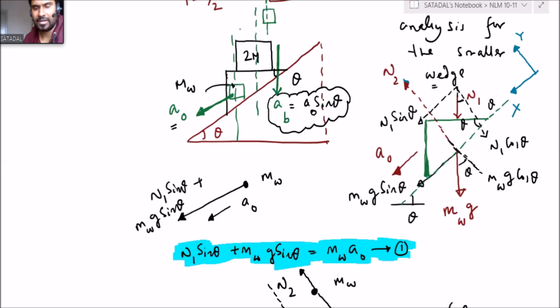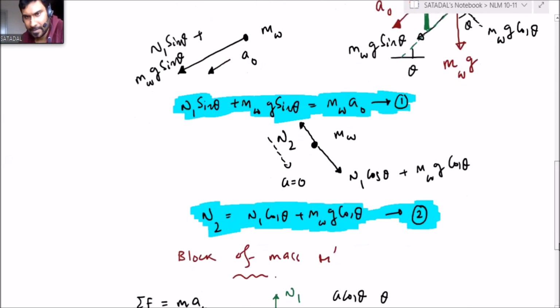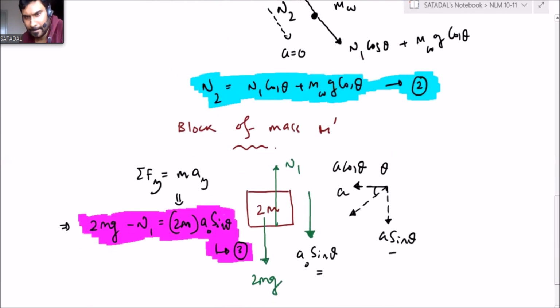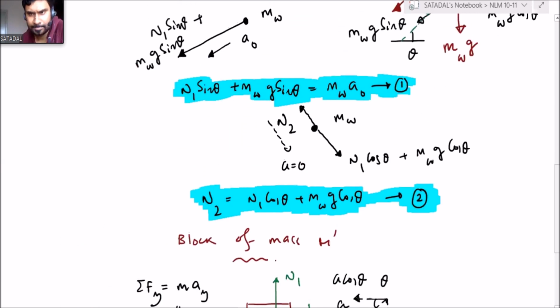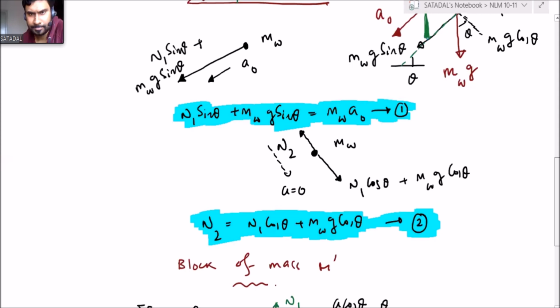Raja, tell me. Sir, I am stuck in the force analysis for the small wedge, sir. Which one? I am not able to understand the concept. Which part? The force analysis for the smaller wedge, after that.